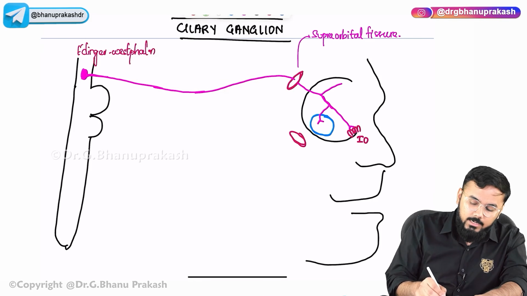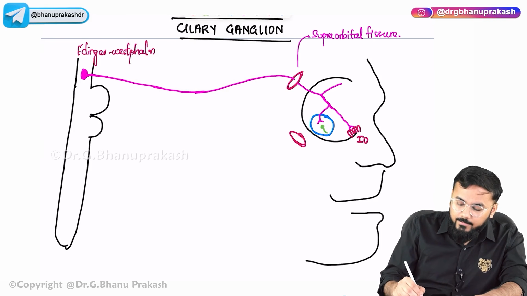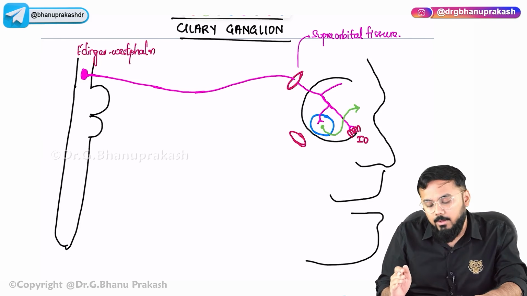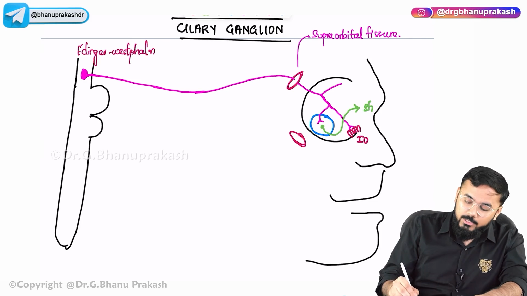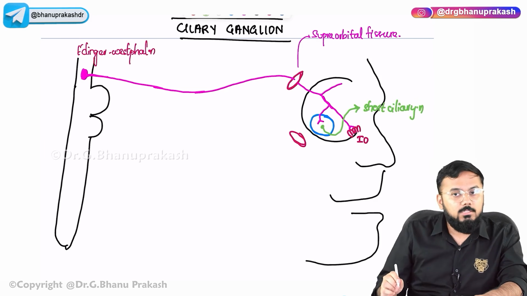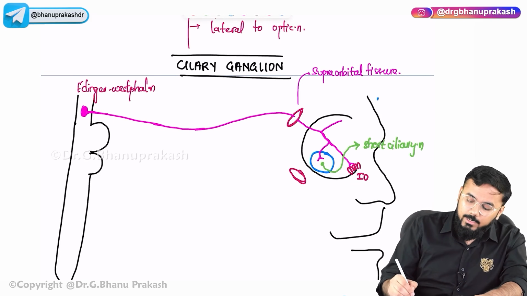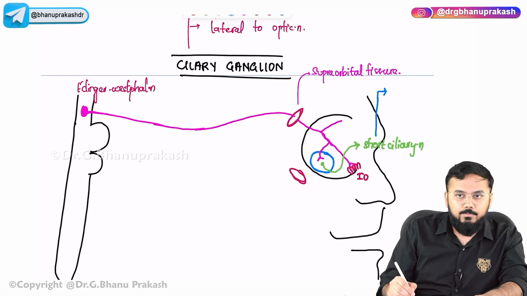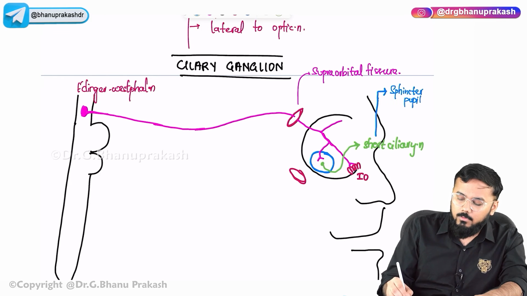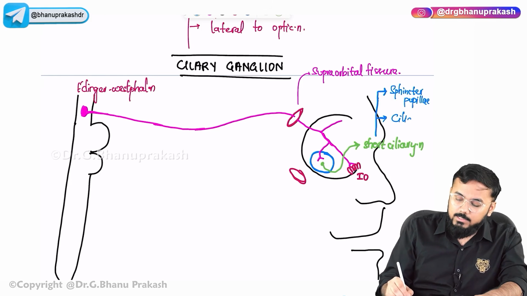From here, the post-ganglionic ciliary fibers go all the way, right? So these post-ganglionic fibers coming out of the ciliary ganglion are called the short ciliary nerve. Short ciliary nerve. And what does this short ciliary nerve do? This short ciliary nerve supplies two important muscles. One muscle is called the sphincter pupillae, and the other muscle is called the ciliary muscle.